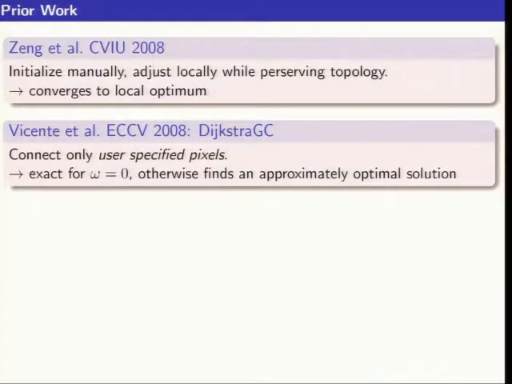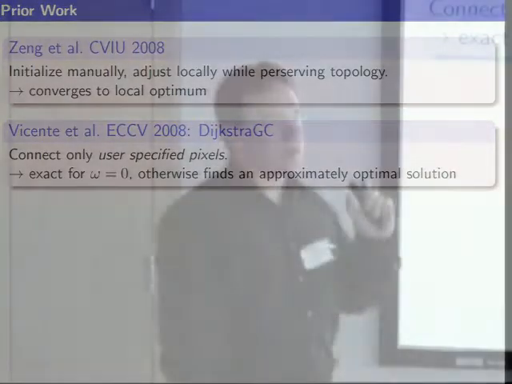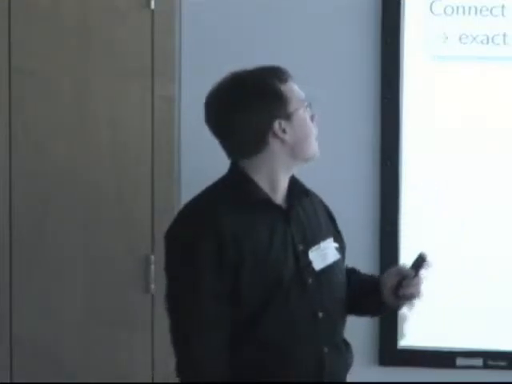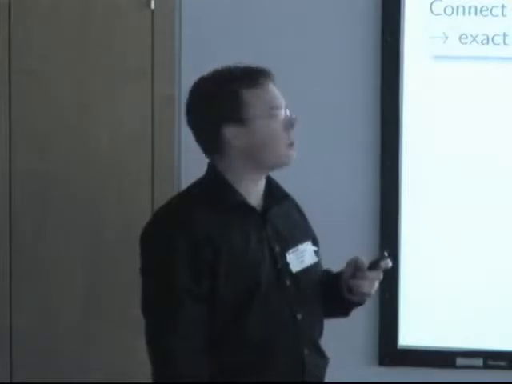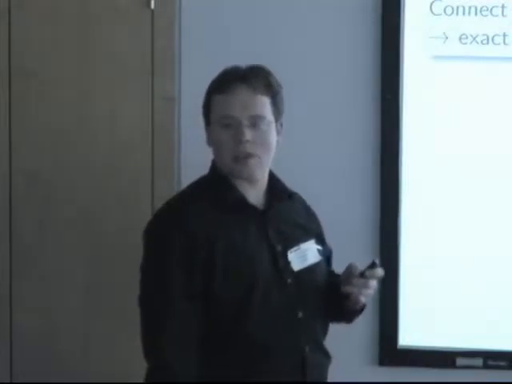So Sara Vicente afterwards did a simplified version where instead of saying the foreground has to be completely connected, you give user-specified pixels, this pixel and that pixel, and you demand that these two must be connected by a path within the foreground. So instead of connecting everything with everything, it's just two pixels at a time. They had an algorithm that is exact if you don't have pairwise interaction and an approximate solution otherwise. And I guess people here should know about it better because it's work, I guess, done at Microsoft.